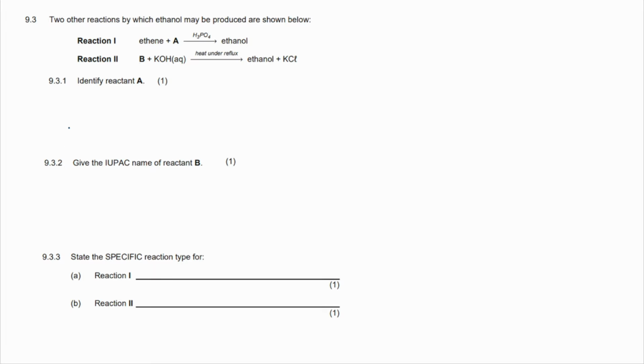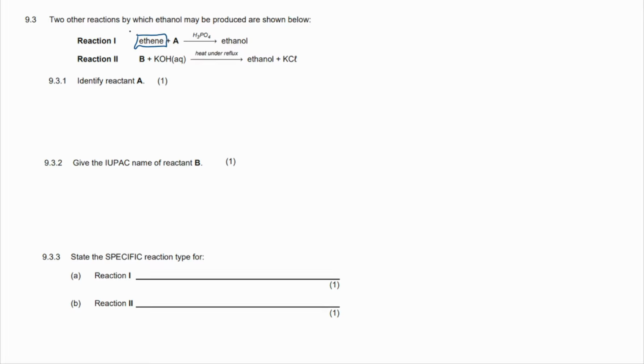Two other reactions by which ethanol may be produced are shown below. Ethene plus A, and with phosphoric acid gives us ethanol. Okay, what is this thing? Ethene. So I hate organic reactions, guys. I hate memorization. Organic reactions, what are they? Memorization. Anyways, so we make our lives easier for us. If you want to be lazy, you've got to make it easy.